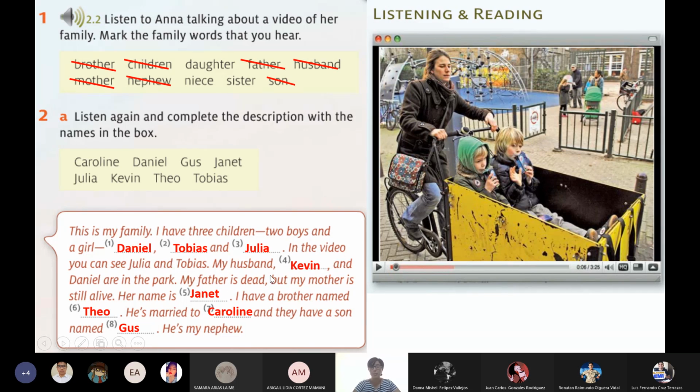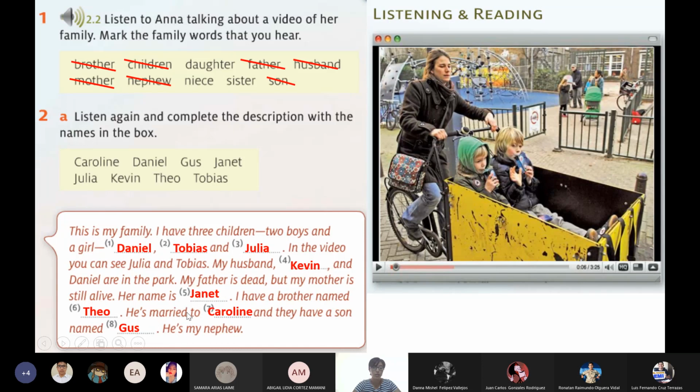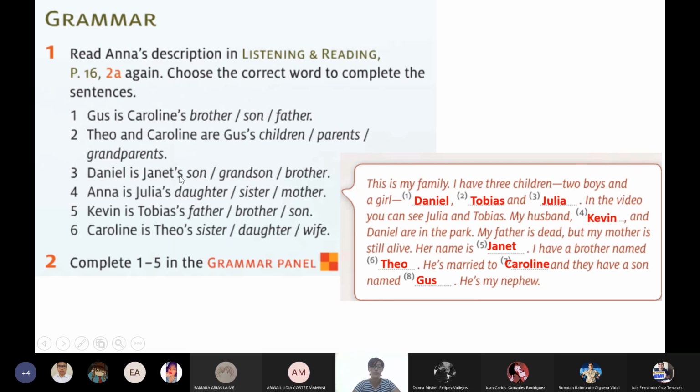My father is dead, but my mother is still alive. Her name's Janet. I have a brother named Theo. He's married to Caroline, and they have a son named Gus. He's my nephew. So let's continue.